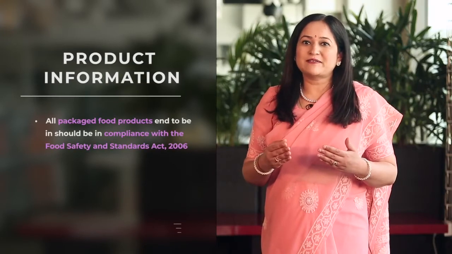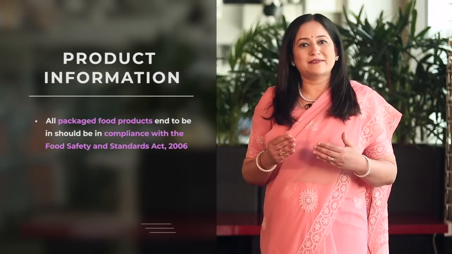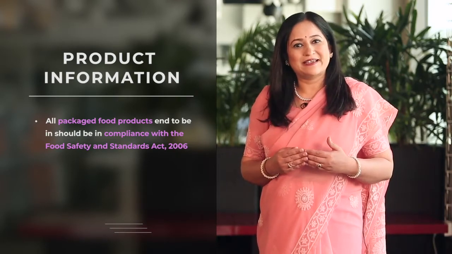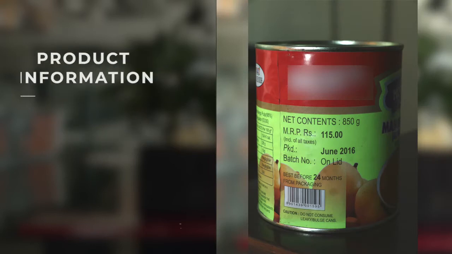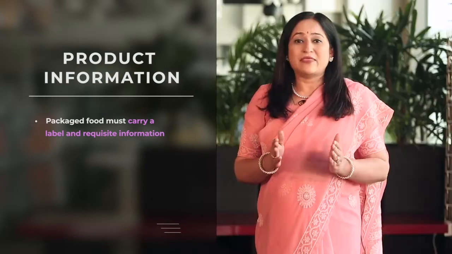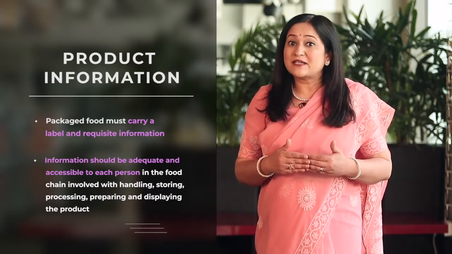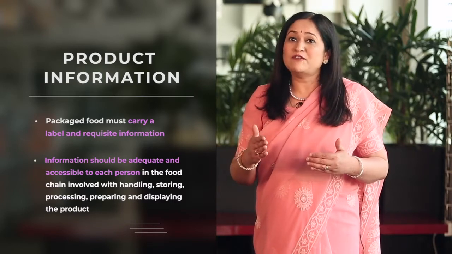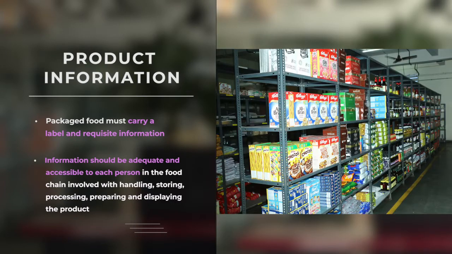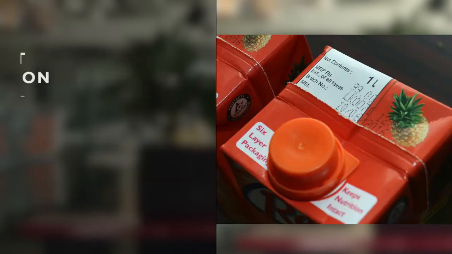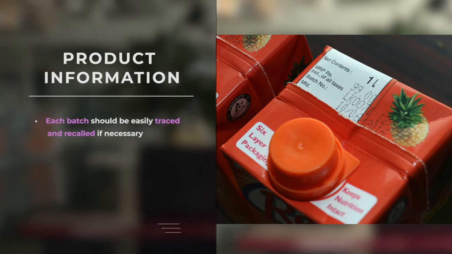All packaged food products have to be in compliance with the Food Safety and Standards Act of 2006. Under this act, all such packaged food must carry a label and requisite information. That information should be adequate and accessible to each person in the food chain involved with handling, storing, processing, preparing and displaying the product. Besides, each batch should be easily traced and recalled if necessary.